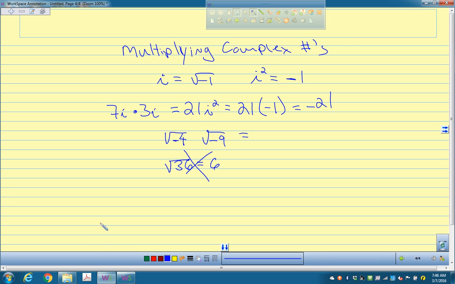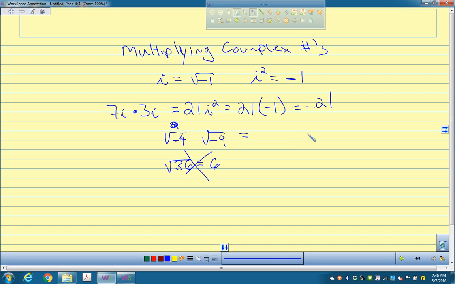You have to be really careful with this. What you have to do is change this to a number in terms of i. So what's -4 in terms of i? The square root of 4 times the square root of -1. What's the square root of 4?